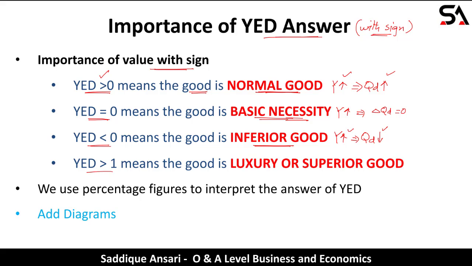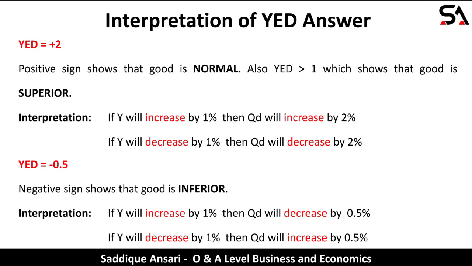And if the answer of YED is greater than 1, it means the good is a luxury or superior good, and this luxury or superior good is also a type of normal good. We use percentages in order to interpret the answer of YED. We'll also add some diagrams to that later on. Now, for example, the answer is positive 2. How do we interpret that? First of all, let's see what is meant by this positive sign and what is meant by this value.